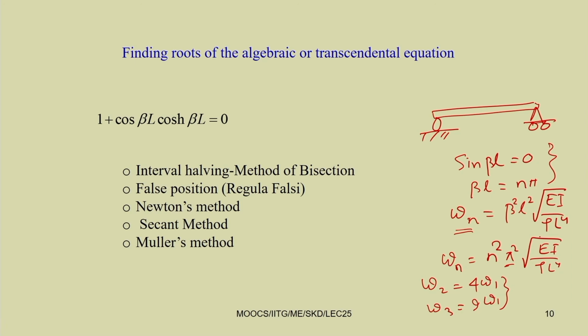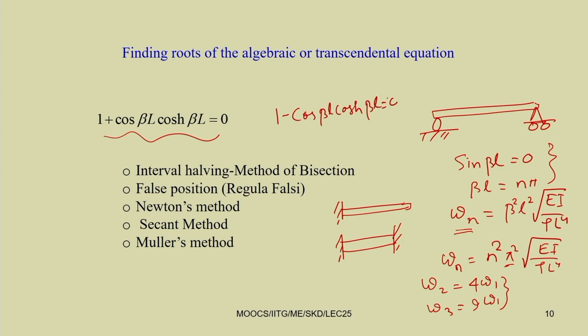But when, for example, you take the cantilever beam, it is not so simple, or if you take the case of fixed, the characteristic equation will not be simple. In those cases you may get the equation 1 plus cos beta L into cos hyperbolic beta L equal to 0, or you may get the equation 1 minus cos beta L into cos hyperbolic beta L equal to 0. So, how to solve these equations? We should know the method to solve these equations.